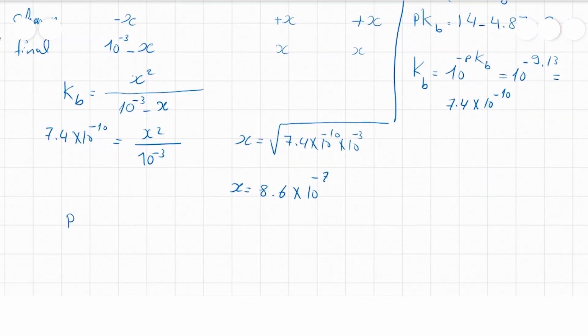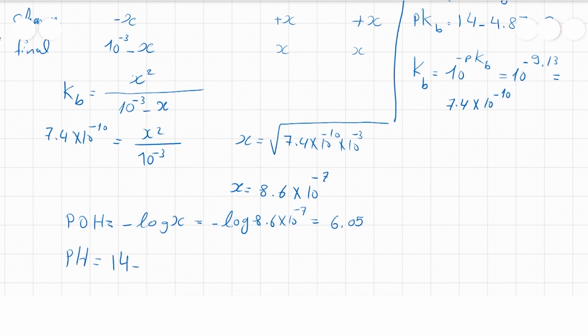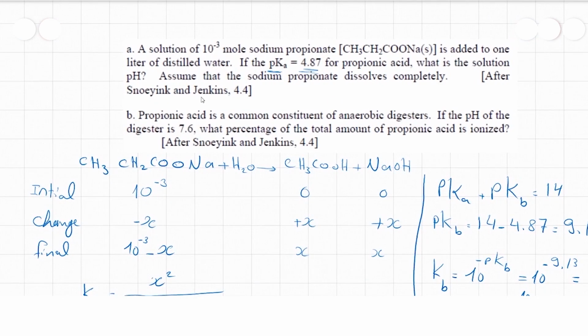Remember, we need the pOH first, which is equal to minus log x, which is equal to minus log 8.6 multiplied by 10 to the power minus 7, equal to 6.05. From that, we can calculate the value of the pH, which is equal to 14 minus the value of the pOH, which is equal to 14 minus 6.05, equal to 7.94. This is the first part of the question.